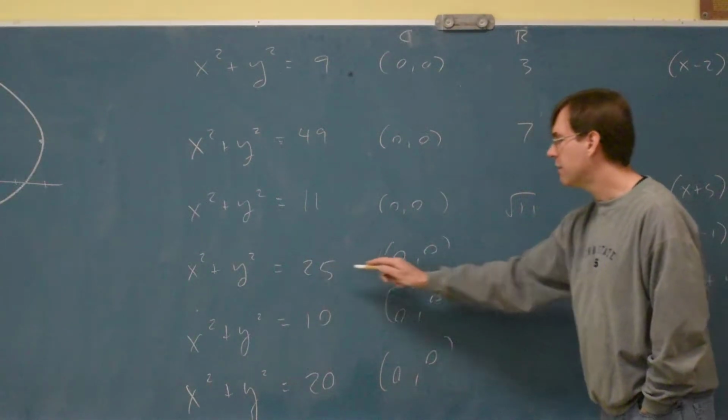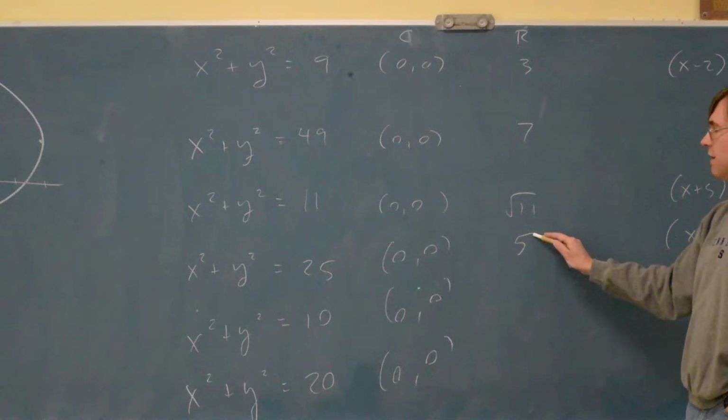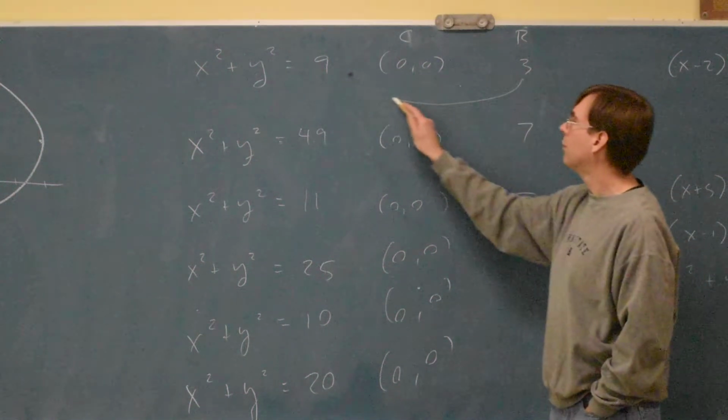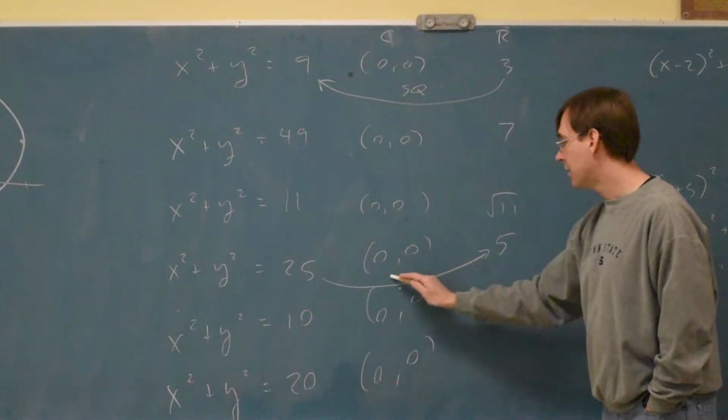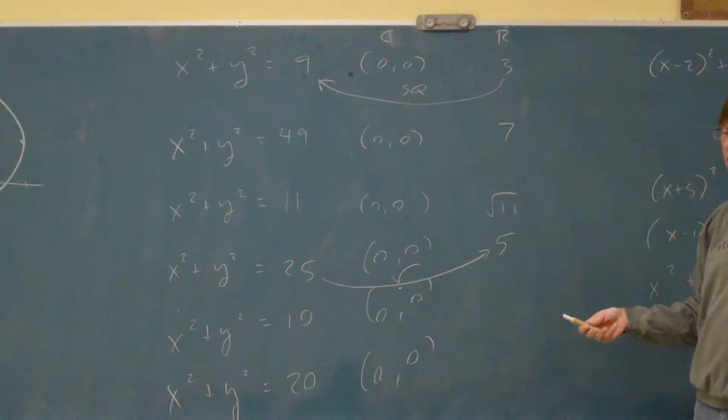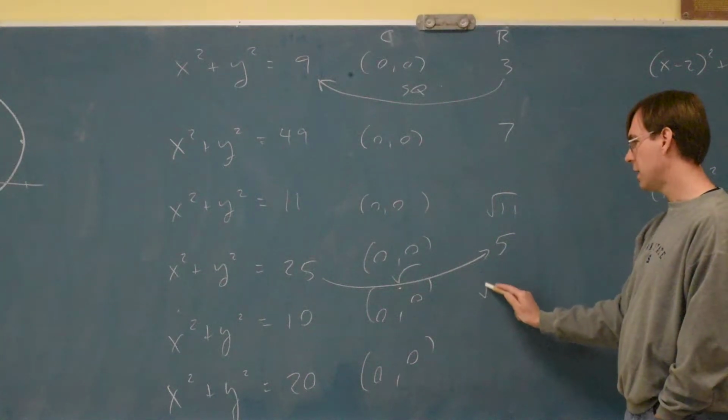If I throw a 25 in the problem, you give me a 5. When we traveled in this direction, we were squaring. Now that we're traveling in that direction, we're rooting because we're doing the opposite. So this radius would be a root 10.